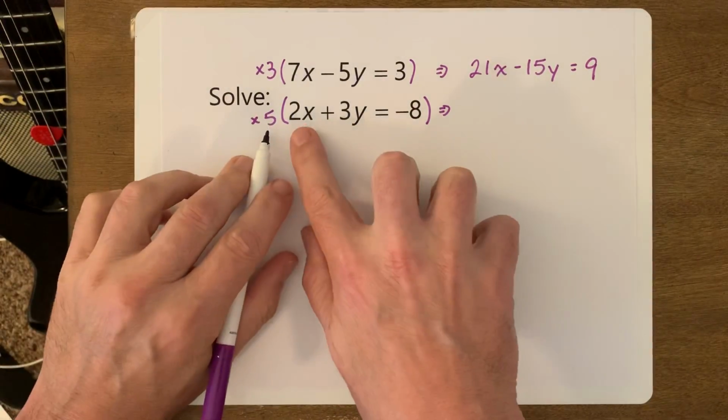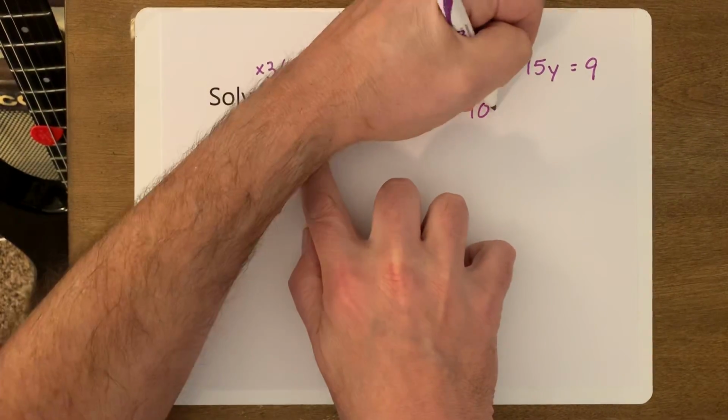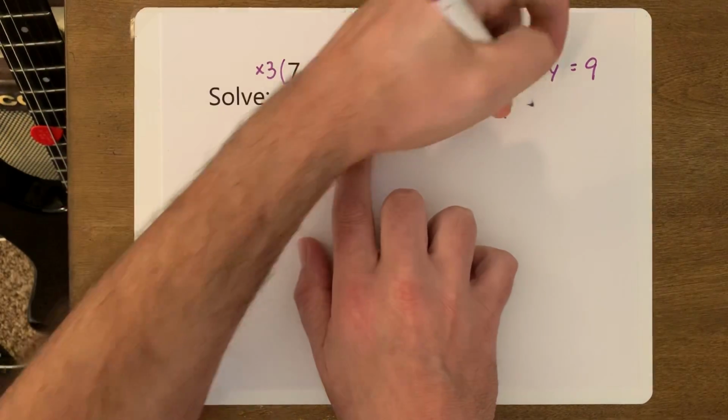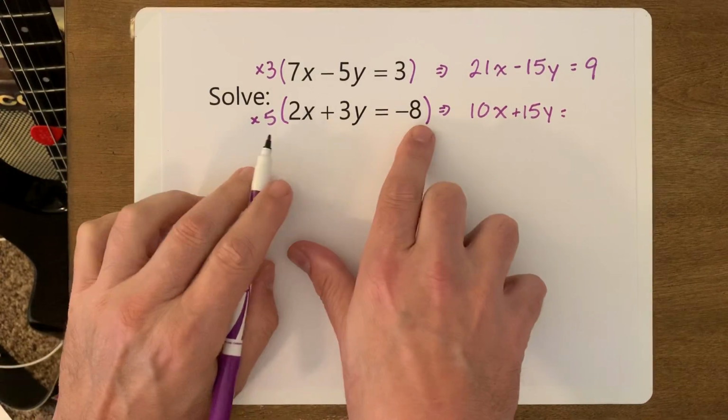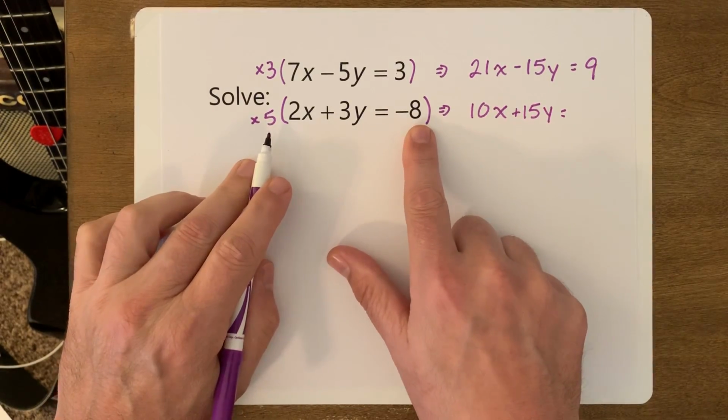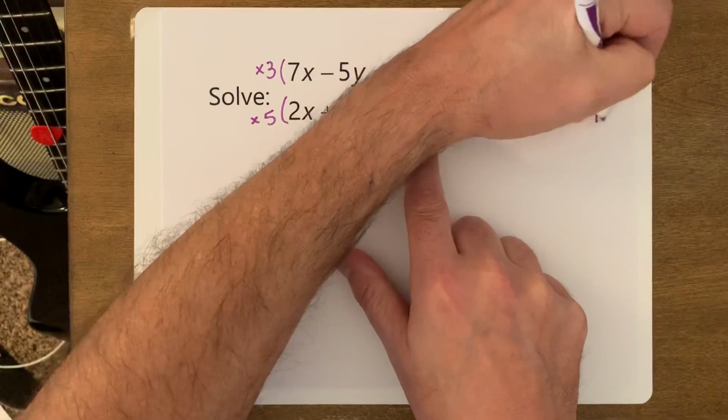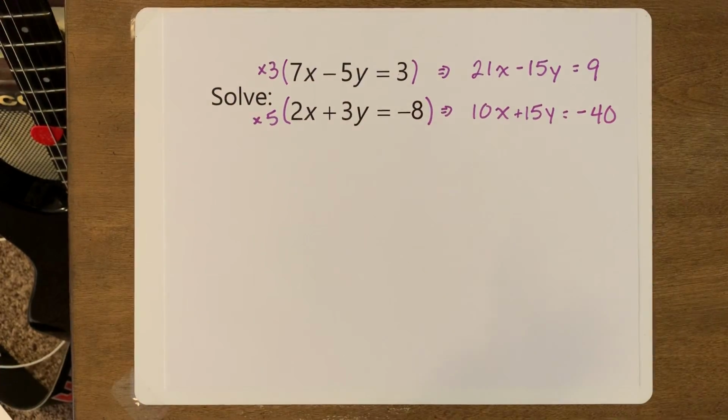All right, down here we got 10x, we got a +15y equals, and it's very common for these numbers to get big. 8 times 5 is 40, so -40. And you just have to be very, very careful about your negatives and positives there.